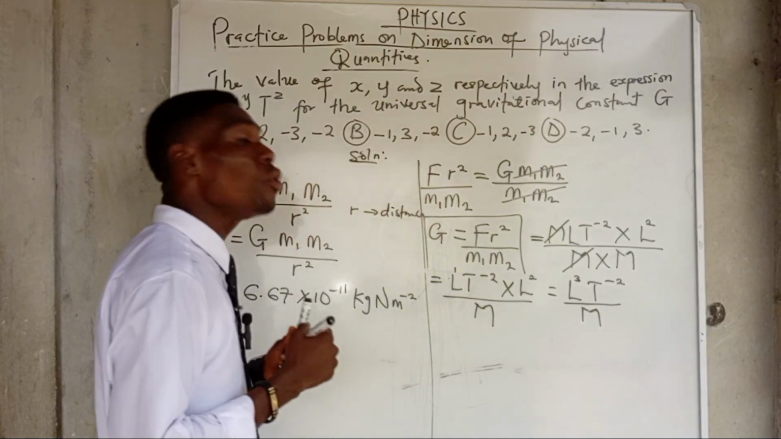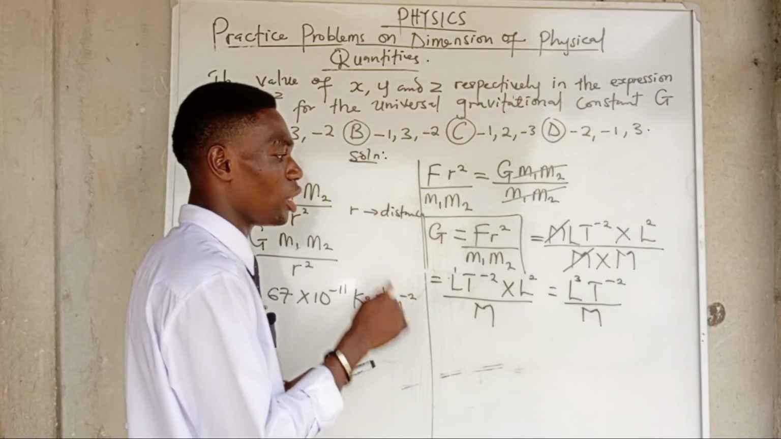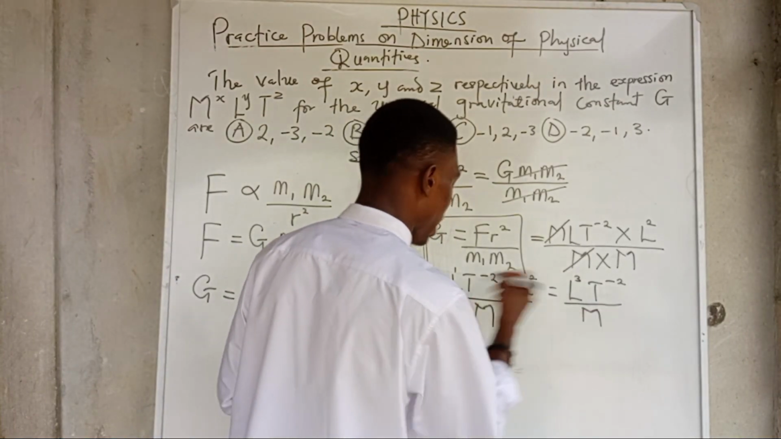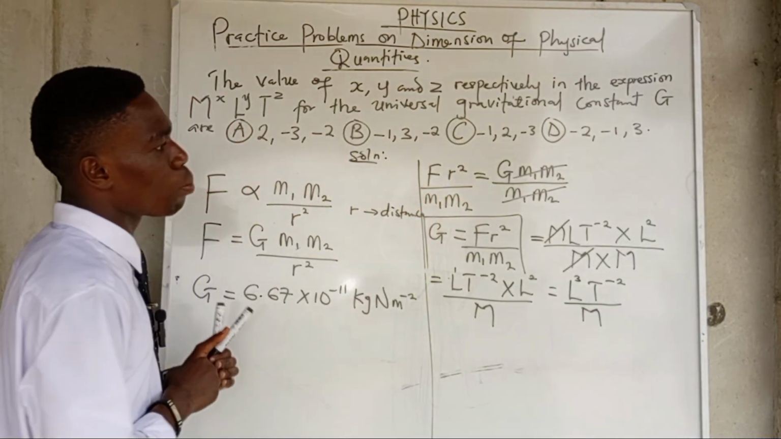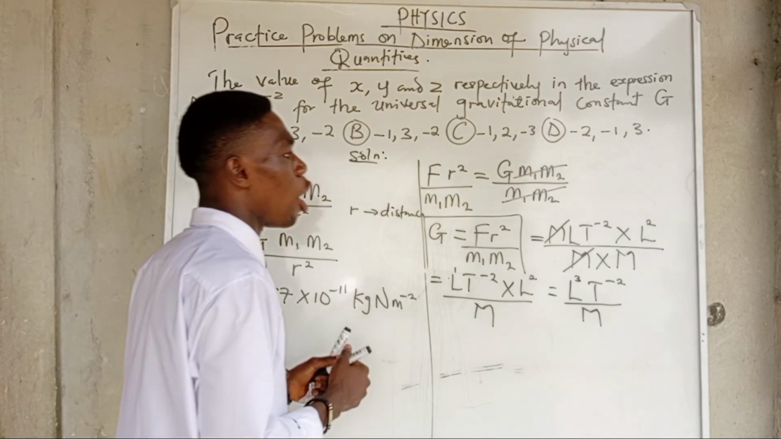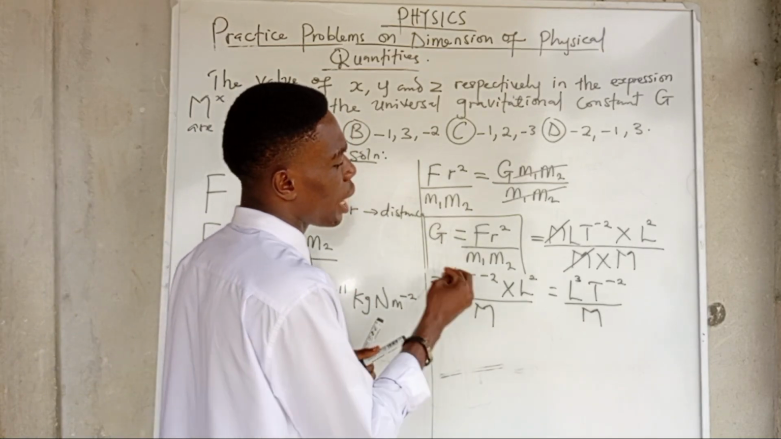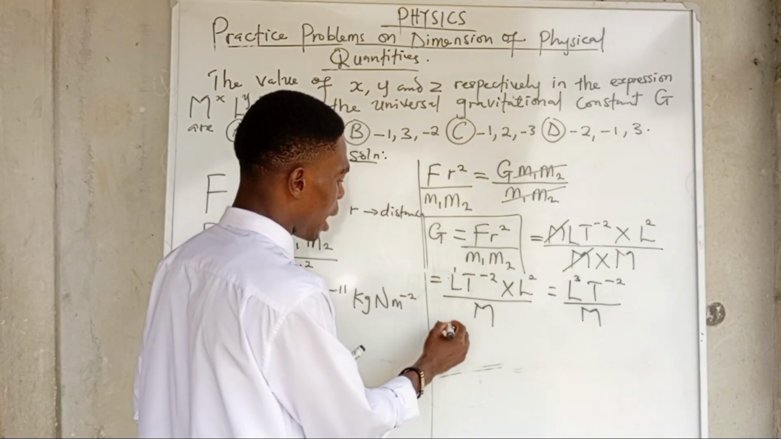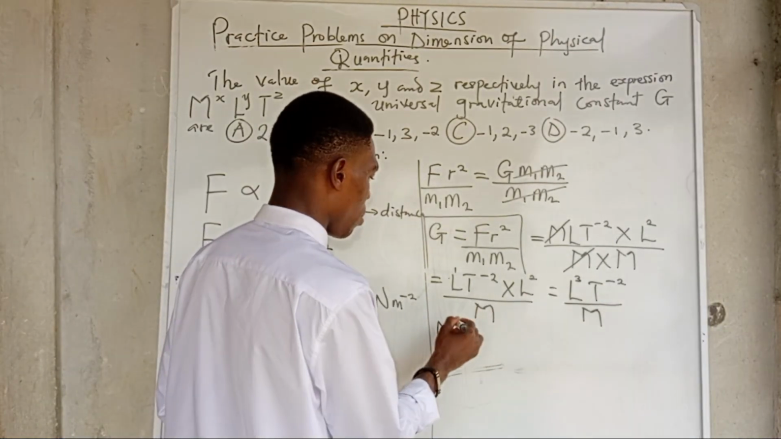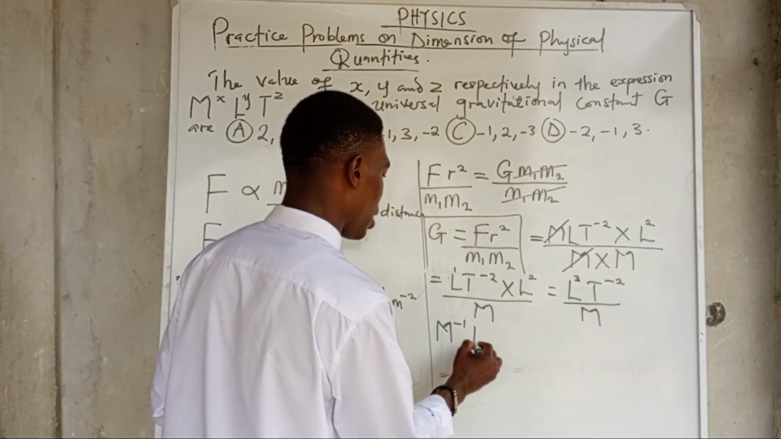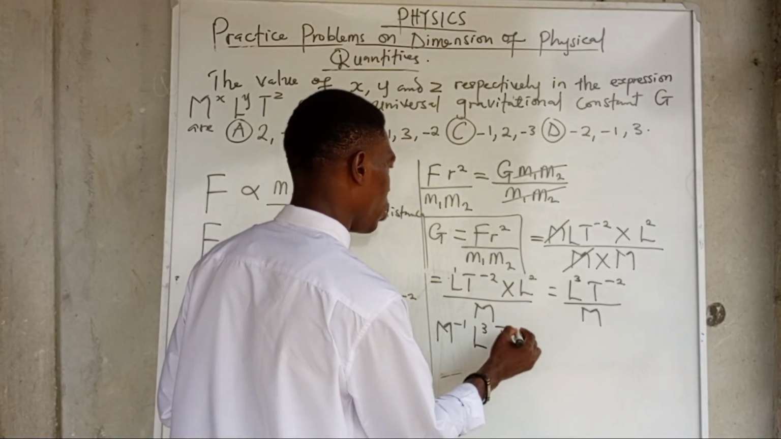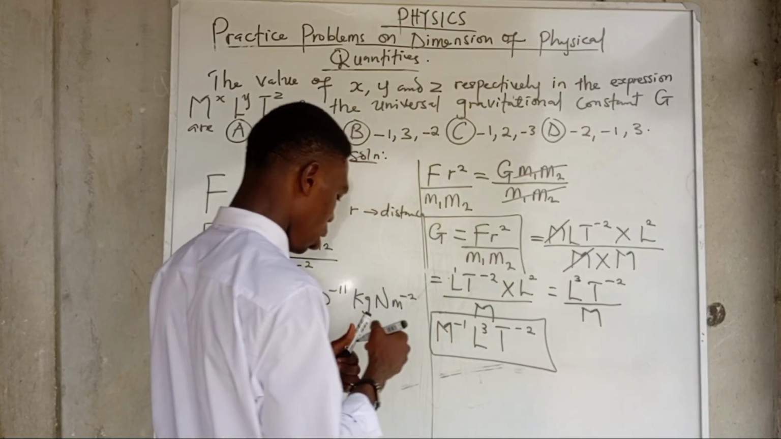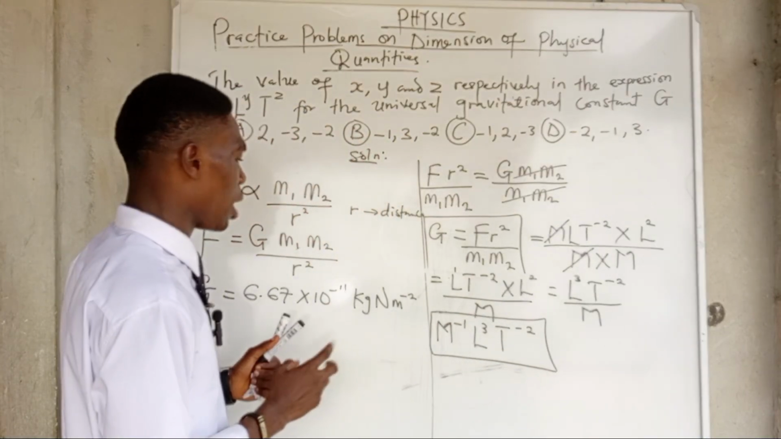The dimension is usually written in the order M L T. However, the power of M here is 1, and for us to bring M up, we have to make the power negative. So I'm going to write M, the power of 1 becomes minus 1, and then L is to the power of 3, then T is to the power of minus 2. This becomes the dimension of G, the gravitational constant.